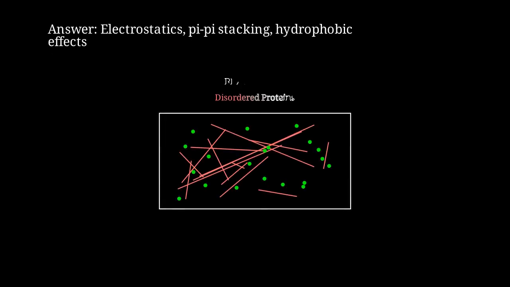This represents the molecular view inside a phase-separated droplet. Disordered proteins, shown as red lines, interact with RNA molecules, shown as green dots, through multiple weak interactions. Let's now discuss the material properties of these condensates.